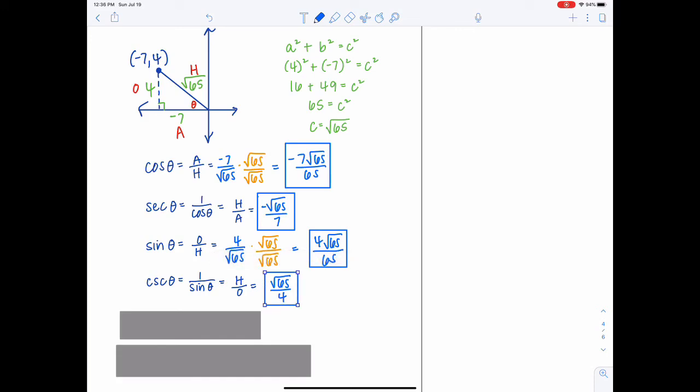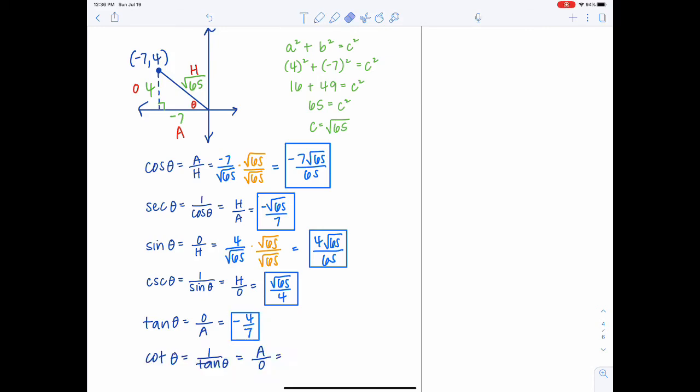Next, we have tangent and cotangent. Tangent is opposite over adjacent. So we just have opposite, which is 4 over -7. I know I can write it as -4/7. And then the last one is cotangent, which is the reciprocal of tangent. So if I just take the reciprocal of this one, I have my answer, which is -7/4. And that's all of our trig values.